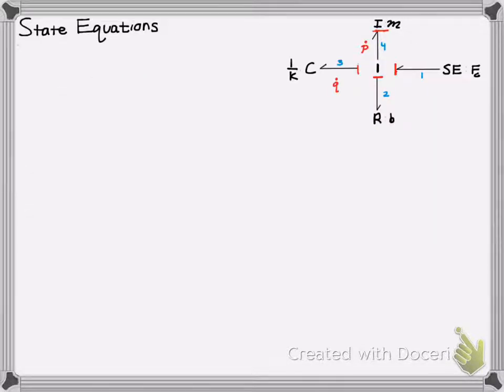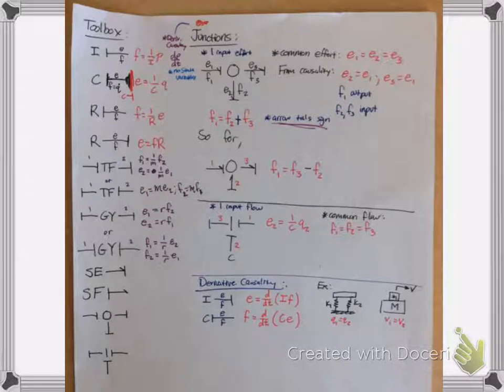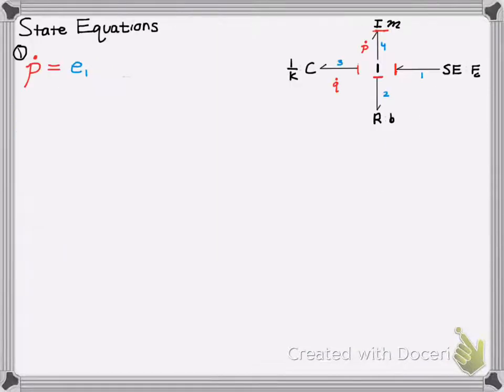So, let's start with P dot. P dot is related to effort. Since P dot is the time derivative of momentum, then we can say this is a one junction, and if you look at the toolbox over here, one junctions have common flow, and their efforts sum. So that means effort is a sum, and in this case, we're subtracting E2 and E3 from E1.